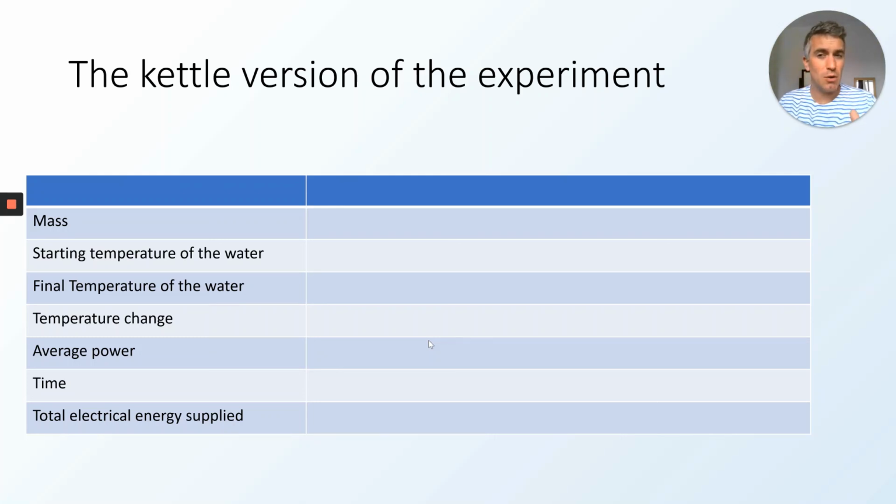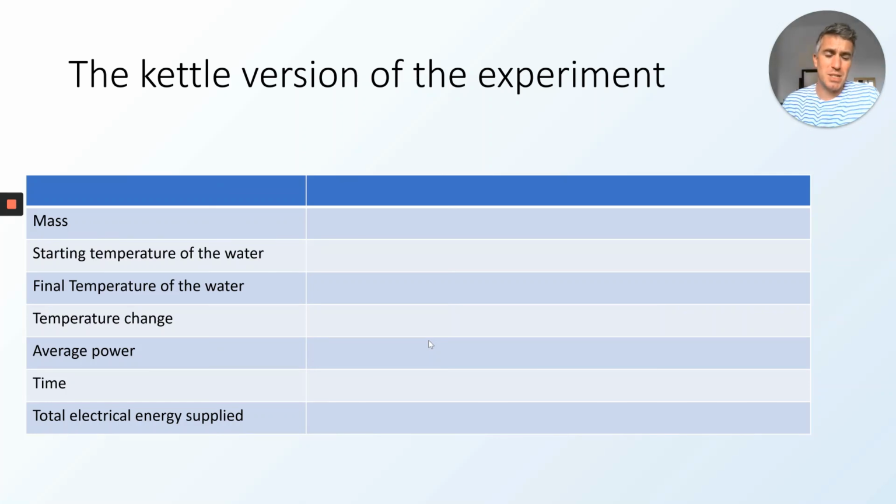Time: how long did the experiment run for? Not the whole thing from filling up the water, but how long was the kettle on for? There may have been a mistake, I may have left the kettle running too long, or perhaps should have shut it off myself, but how long did the kettle run for? Using that power and that time, you can work out the energy supplied. Power multiplied by time is the energy supplied. Once you have all of those things, you can put that into the specific heat capacity equation. You'll have to rearrange it and use that to calculate the specific heat capacity of water.